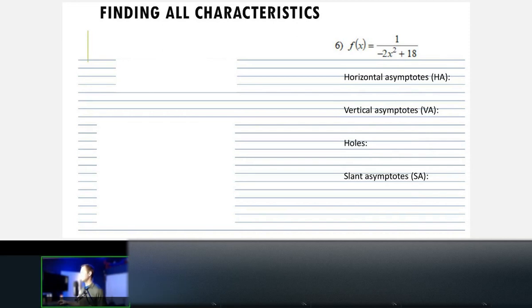I'm gonna ask individually, so don't put everything on the screen yet. I'll ask what the HA is first once the time runs out.